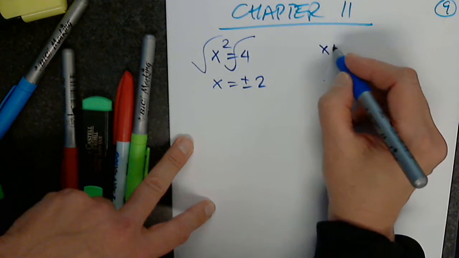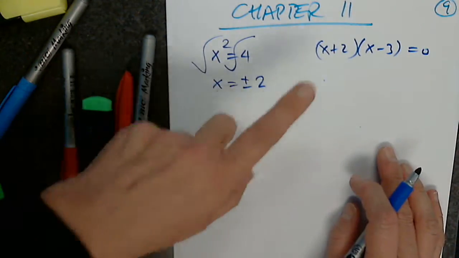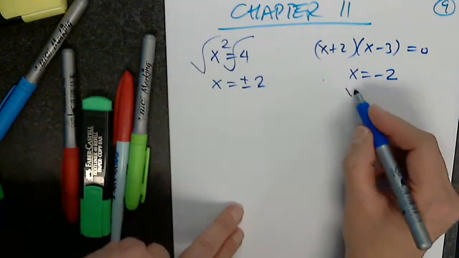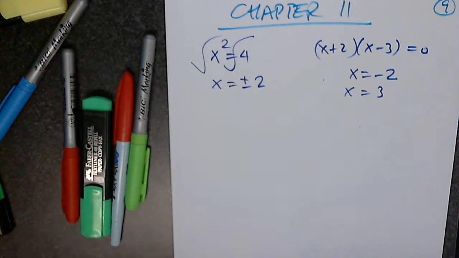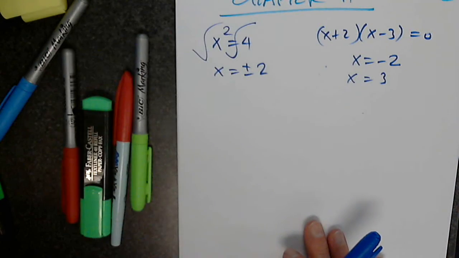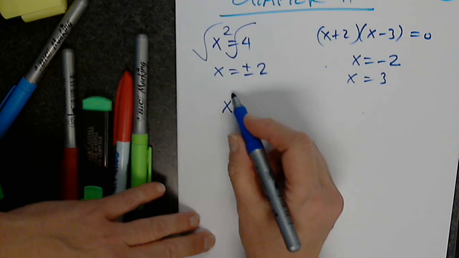But if I solve x plus 2 times x minus 3 equals 0, from here I get x equals negative 2, and from here I get x equals 3. So only if it's to the second power. Yes. No problem. Very good question, actually. I can't show it right now because we don't have all the tools, but it's an excellent question. What happens if I have this?